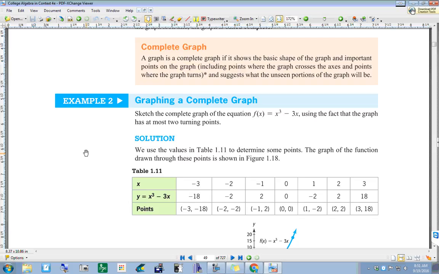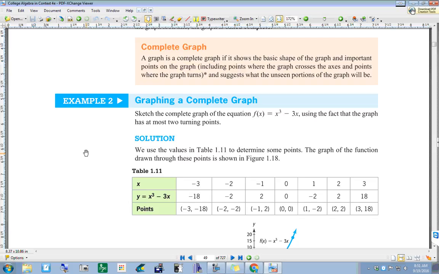All odd-powered functions come from, say, the bottom left and go to the top right. Or if they come from the top left, they go to the bottom right. They're always going to be some kind of a diagonal shape. Anything that has an even power, if it comes from the top, it's going to do some stuff and go to the top again. If it comes from the bottom, it's going to come up and go back down again. This is just the way things are.